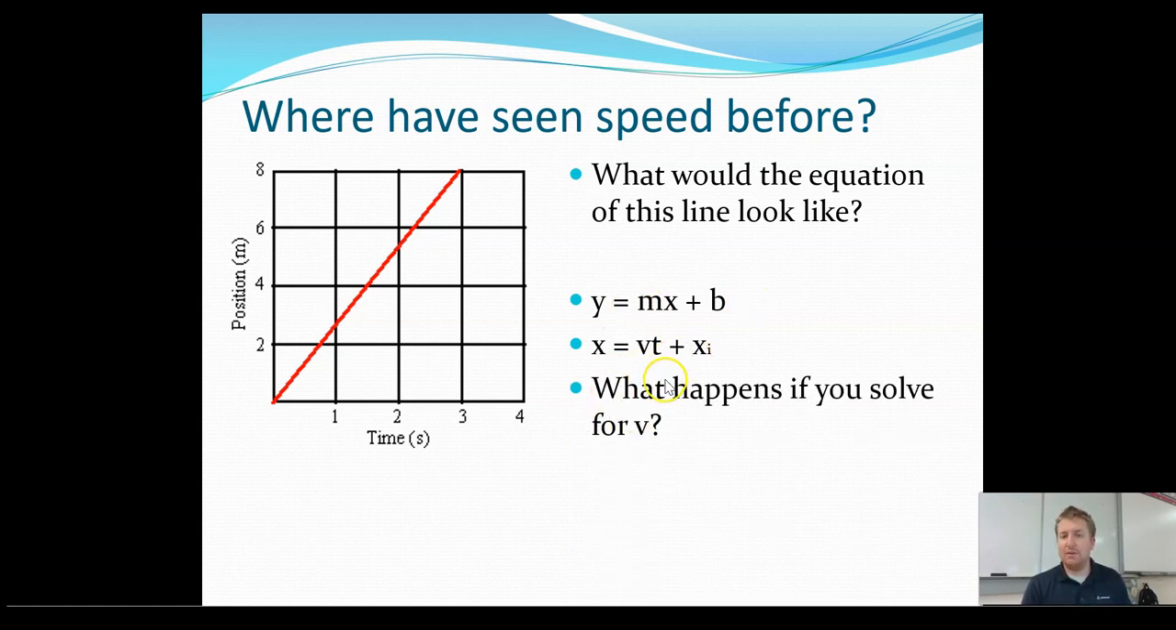Now, if we solve for v, we'll subtract the initial position, we'll divide by t, and we end up getting that the velocity is equal to the final position minus the initial position divided by time. If we remember that our final position minus our initial position is displacement, that's just displacement divided by time. So you're right, physics is true.